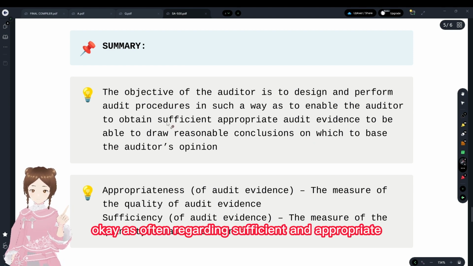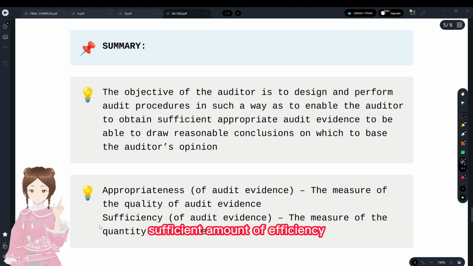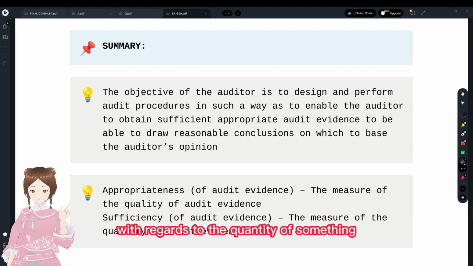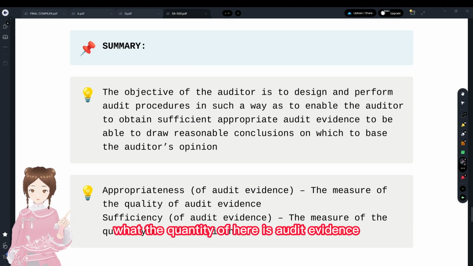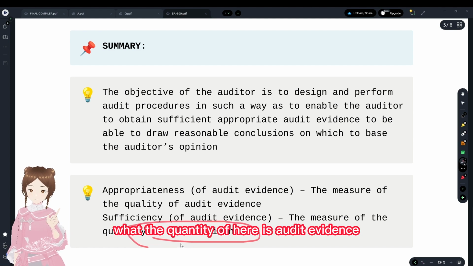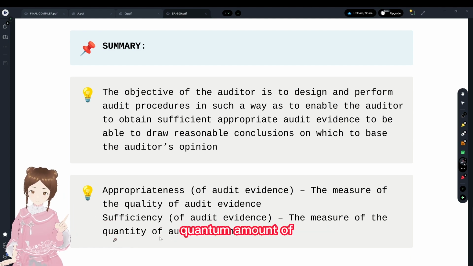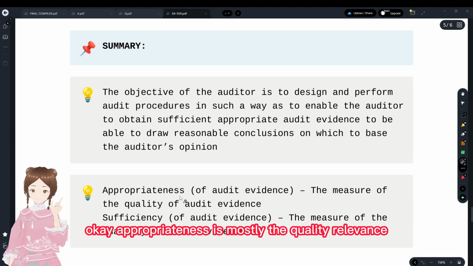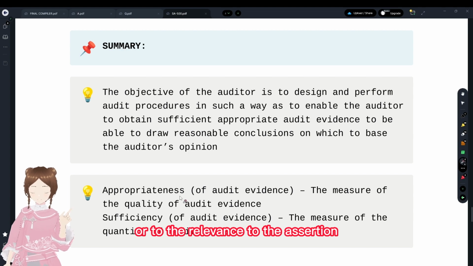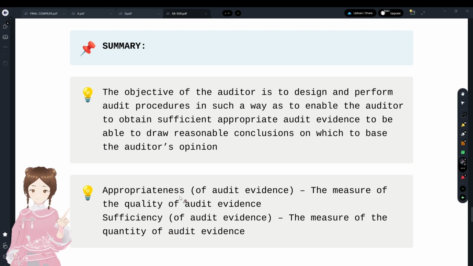Regarding sufficient and appropriate, what do they mean? Sufficiency is with regard to the quantity of something. The quantity here is of audit evidence. Sufficiency is with regard to the quantity, quantum, amount. Appropriateness is mostly the quality, the relevance to the assertion that you're testing.